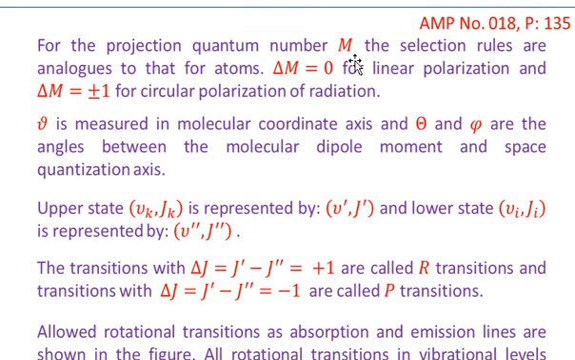For the projection quantum number capital M, the selection rules are analogous to the atoms. Delta M is equal to 0 for linear polarization, and delta M is equal to plus minus 1 for circular polarization of light. So if the light is linearly polarized, it will follow the rule delta M equals 0, and if it is circularly polarized, it should obey the rule delta M equals plus minus 1. Theta is measured in the molecular coordinate system, and capital Theta, capital Phi are the angles between the molecular dipole moment and the space quantization axis.